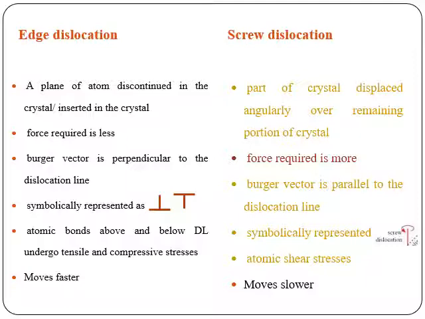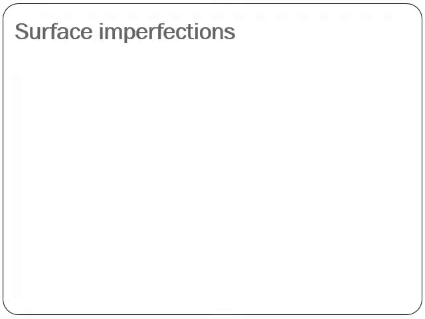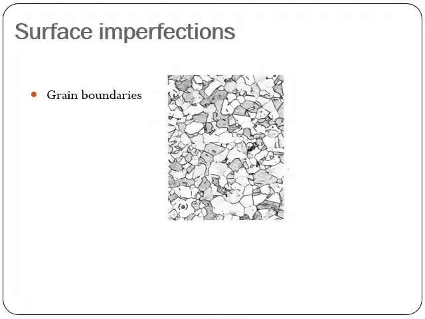As we move on, next we'll take up the surface imperfections. Surface imperfections are two-dimensional defects in crystalline solids. So what are those things? One is the grain boundary. As I said in the previous slide, as we move on from an atom to a line of atoms, then we move on to a group of atoms. So what exactly is a group of atoms?